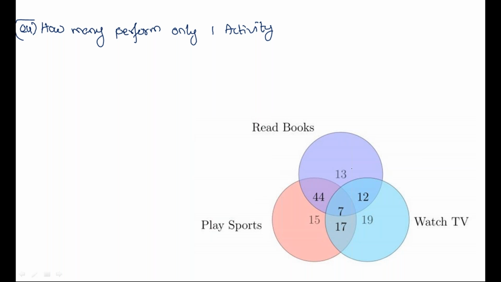Only one activity: these 13 people are performing only reading books, 15 people are performing this, here 19 are doing this. Yeah, very good, 47. So it means only reading books, only playing sports, only watching TV, only one activity that they have to perform. It's nothing but 47. Very good. How many perform only one activity? It's nothing but 47.